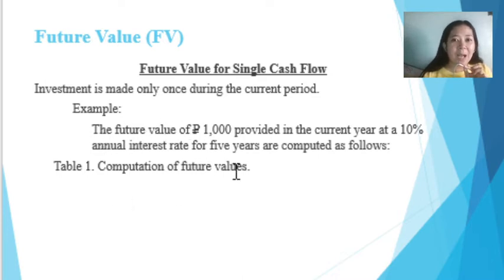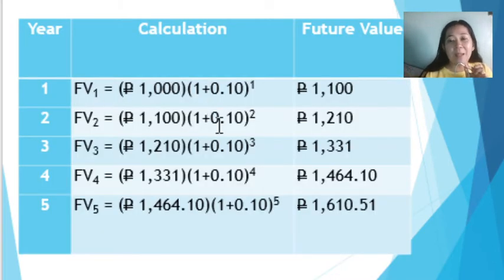The question is: if you have 1,000 pesos and you place that now in an investment that will earn 10% annual interest for 5 years, how much will your 1,000 pesos be after 5 years? How do we solve for the future value? We have here the table for the solution. We have 3 columns: the year, the calculation, and the future value.